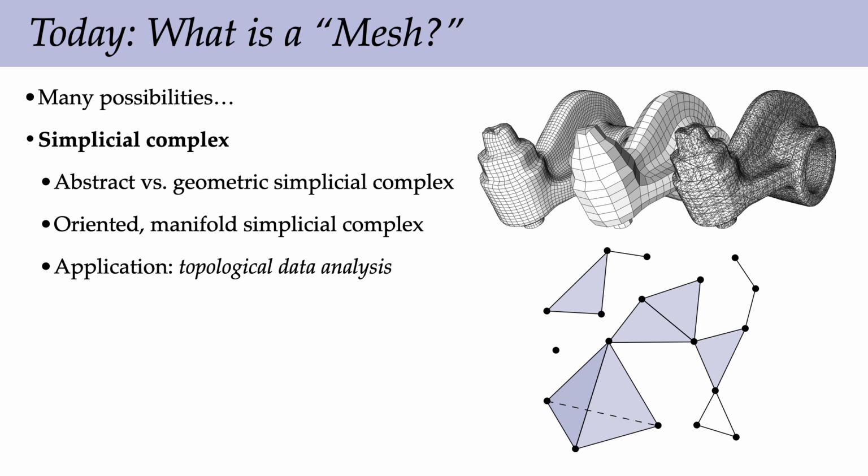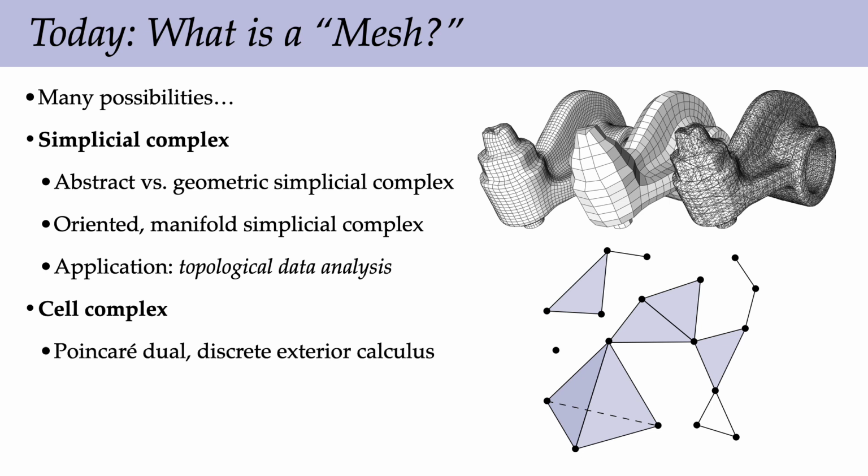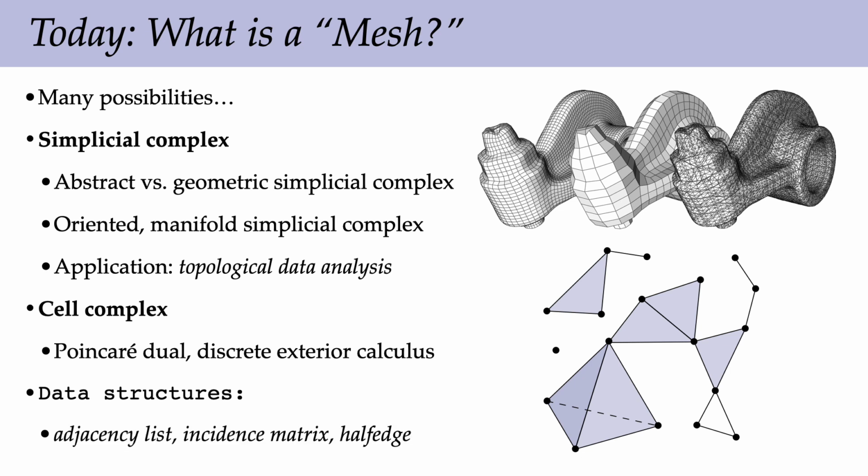We'll briefly look at an application to data analysis, and we'll also briefly touch on more general kinds of meshes, cell complexes, in particular something called the Poincare dual of a simplicial complex. This dual idea is going to be really important when we study discrete exterior calculus. We'll also briefly talk about data structures that can be used to practically encode meshes, in particular adjacency lists, incidence matrices, and half-edge meshes, and talk about the trade-offs between these different possibilities.